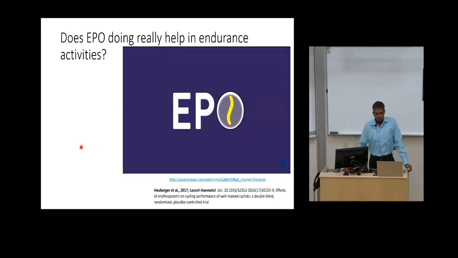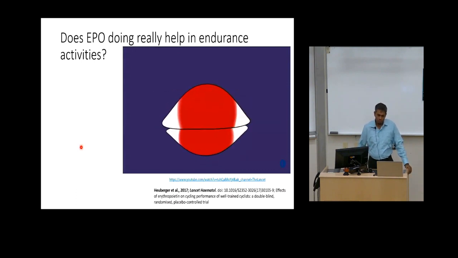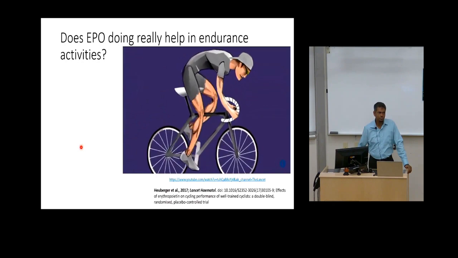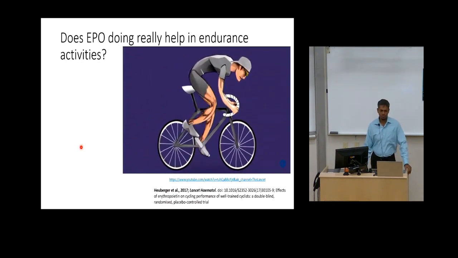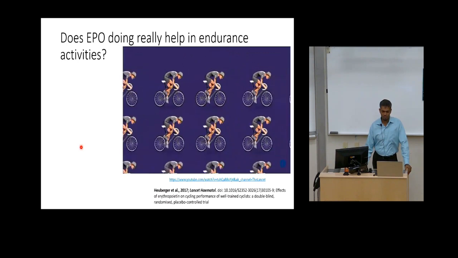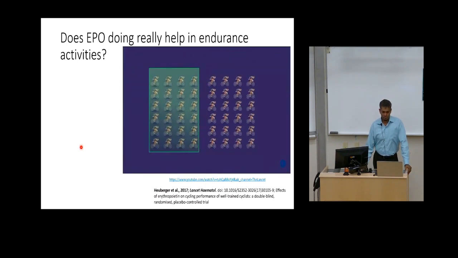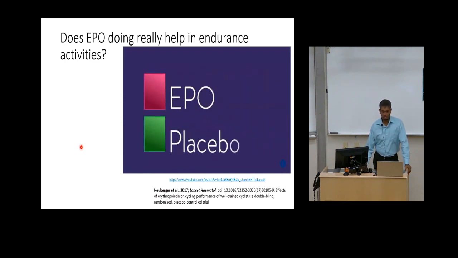EPO is a well-known doping drug in many sports, including cycling. It stimulates the production of red blood cells, which carry oxygen to the muscles. Therefore, cyclists think this could improve their performance. To investigate this, the Center of Human Drug Research studied the effects of EPO on cycling performance in well-trained cyclists. In total, we included 48 cyclists, of which half received EPO injections and the other half placebo injections.